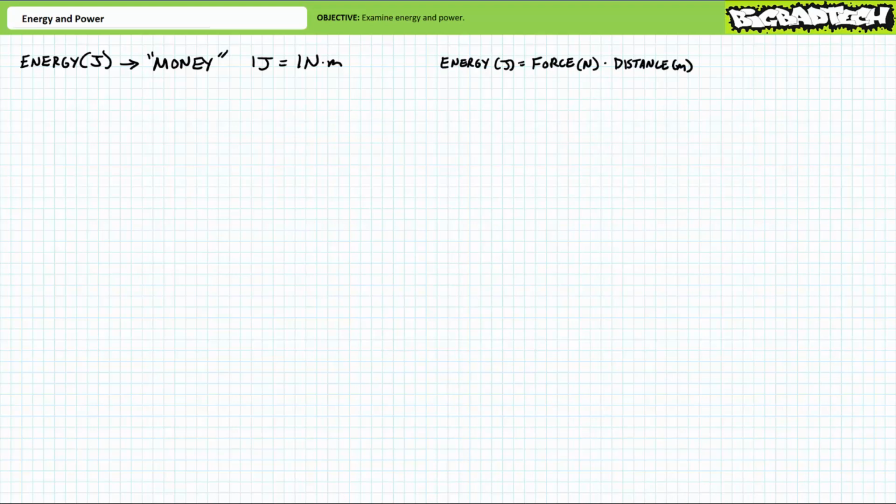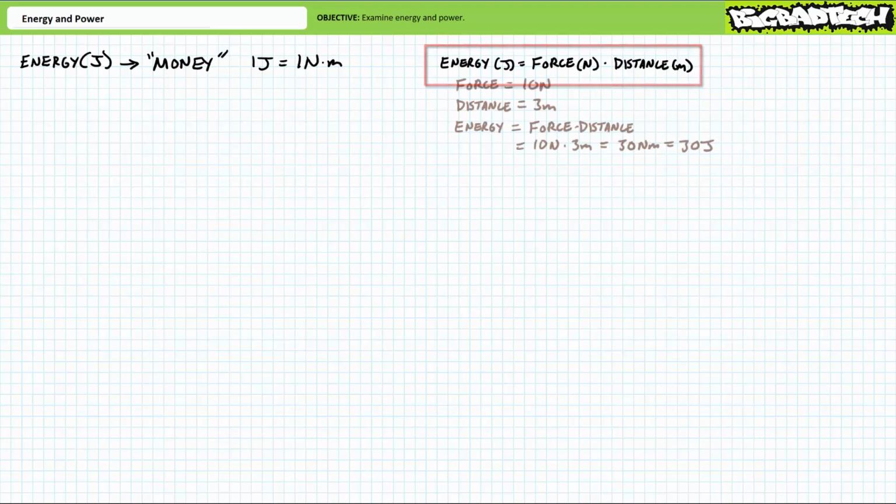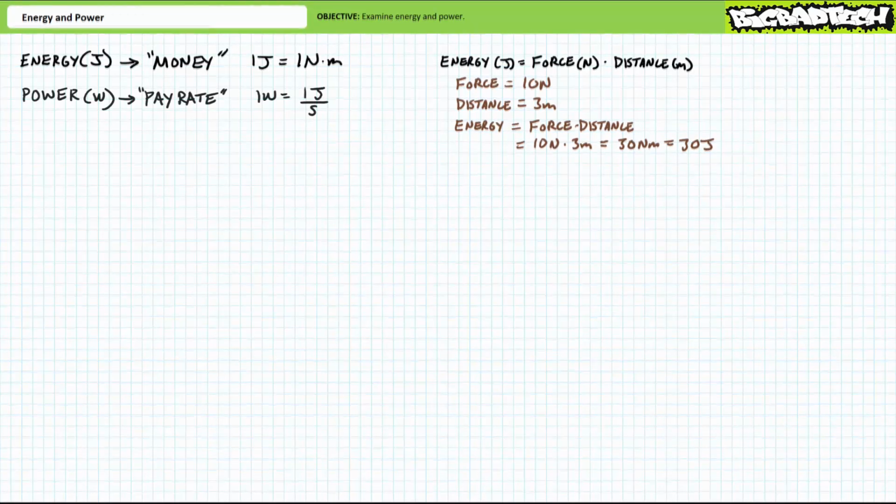Let's restrict ourselves to the analysis of mechanical energy right now, where energy is measured in units of joules, abbreviated with a capital J, where 1 joule is 1 newton of force expressed for a distance of 1 meter. Energy can be calculated as force times distance. For example, 10 newtons of force expressed for a distance of 3 meters means 30 newton meters, or 30 joules, has been expended. Power, in contrast, is pay rate.